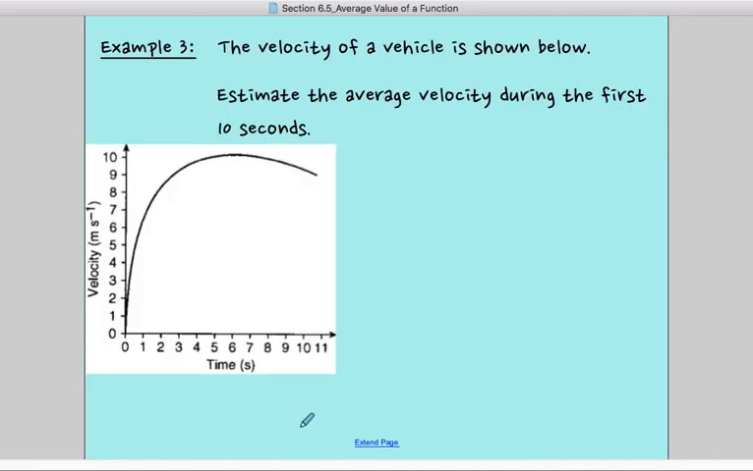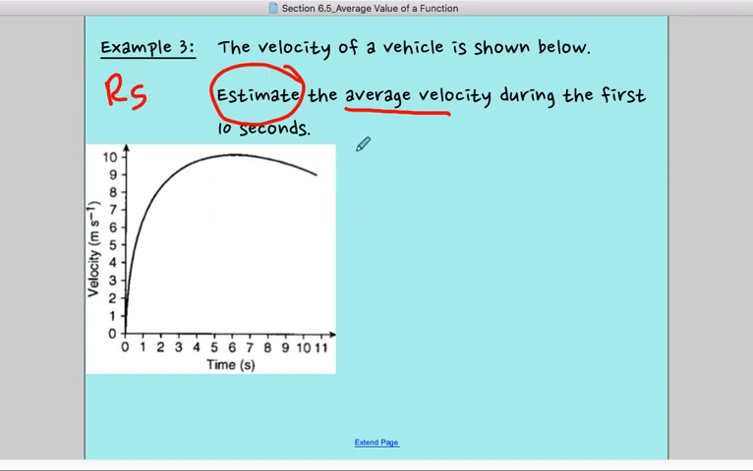Okay. Example 3, we have the velocity of a vehicle shown. Estimate the average velocity during the first 10 seconds. So basically we want to find the average velocity, the line for the first 10 seconds. This one says estimate because I don't know the actual function for this curve. So I'm going to have to use either left or right hand Riemann sums. For this one I want us to use right hand Riemann sums with 5 subintervals. That's how we're going to find our integral.